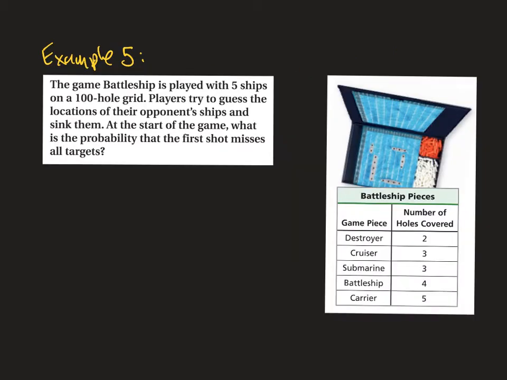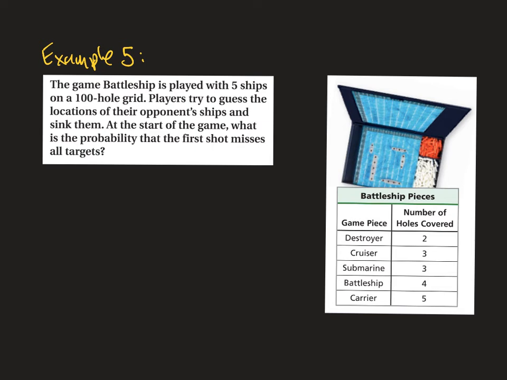I don't know if you've ever played the game Battleship or not, but essentially the game is played with 5 ships on a 100-hole grid. Players try to guess the locations of their opponent's ships and sink them. At the start of the game, what is the probability that the first shot misses all the targets? So we want to know the probability that we're going to miss. Now, since there's only 5 ships on the game board, there are a lot of places where you can miss a ship, and counting all those would be a hassle.